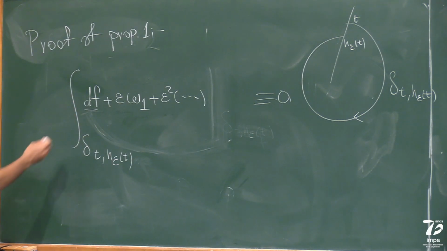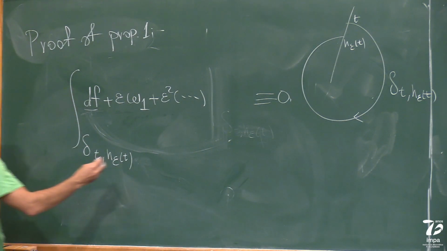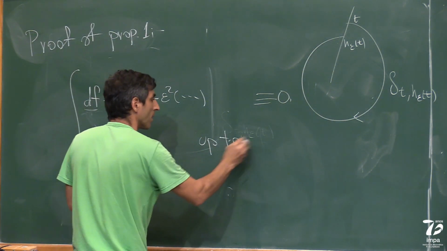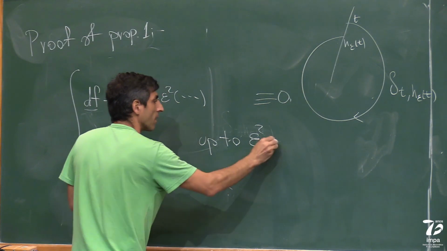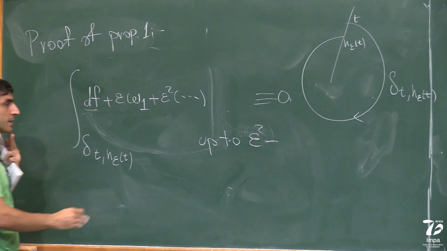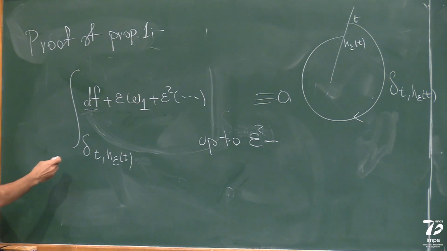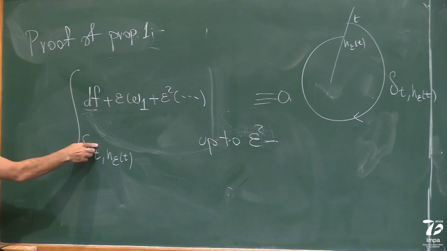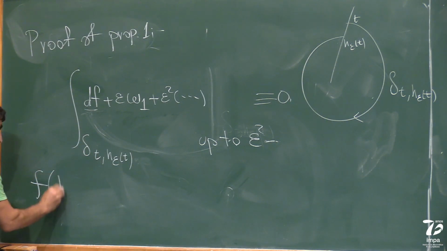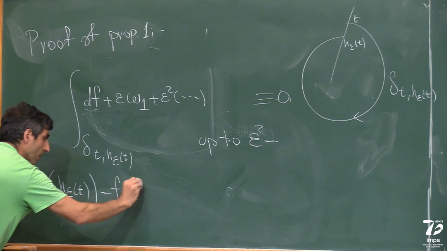Okay, so let's do the computation. I will do the computation up to epsilon squared, so these terms I will not write. So df integrated over this one, df is exact. It will be f h epsilon t minus f ft.